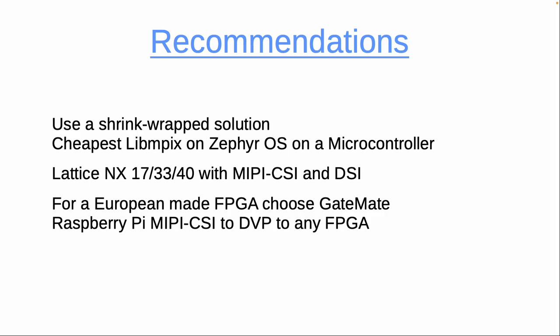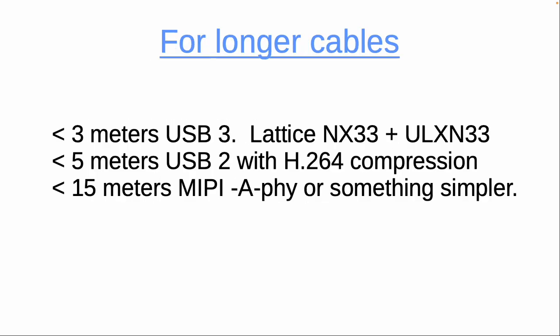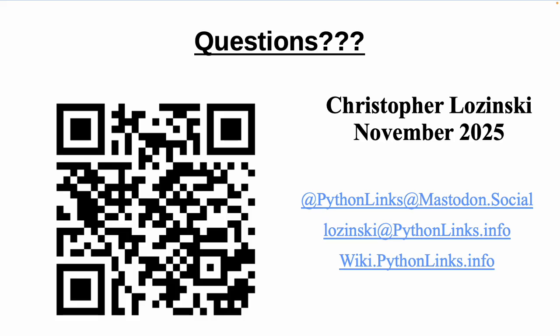If you want a European made FPGA, then try GateMate. If you're using one of these open source without a MIPI hardcore, then use a Raspberry Pi MIPI to DVP bridge, also all documented on the wiki. For longer cables, the trucking and car industry often has a camera in the back or a LiDAR sensor and displays in the front, so they need longer cables. There's a whole discussion about what to do there. As always, lots of different protocols to choose from.